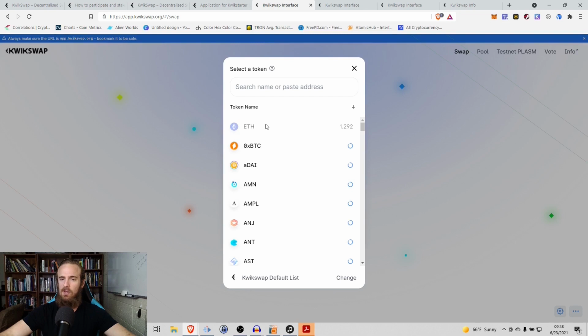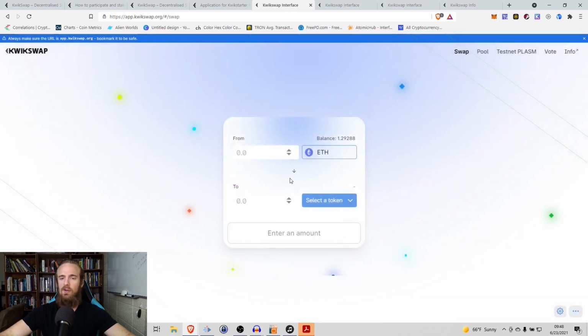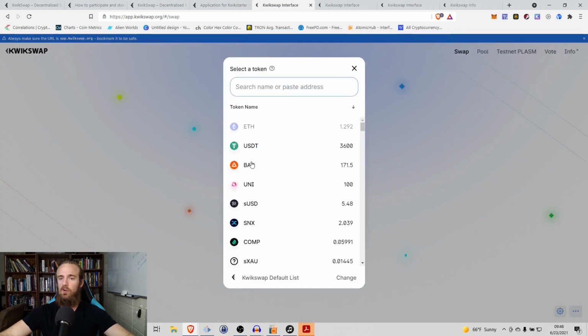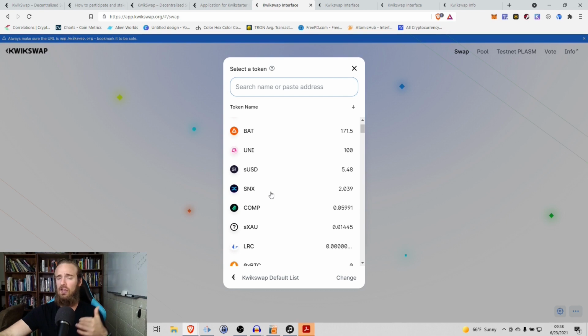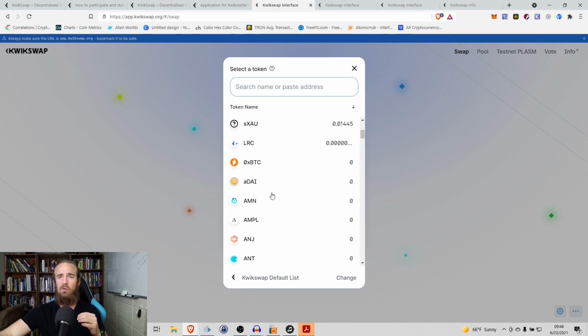So I can connect my MetaMask wallet. I can go from Ethereum, let's just say 1 ETH, to a variety of different cryptocurrencies. I can go to Basic Attention Token. I can go to Uniswap. I can go to Synthetics, Compound, whatever the case may be. And I don't actually want to go through a transaction, because the way that you go through this, it's the same as Uniswap.